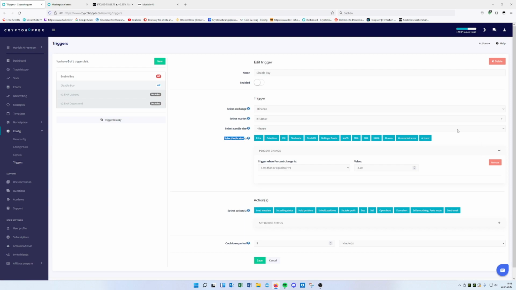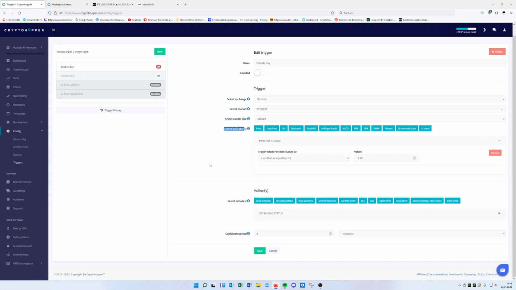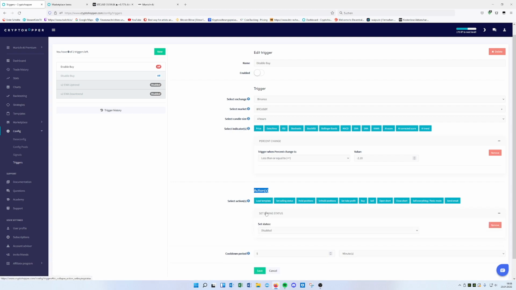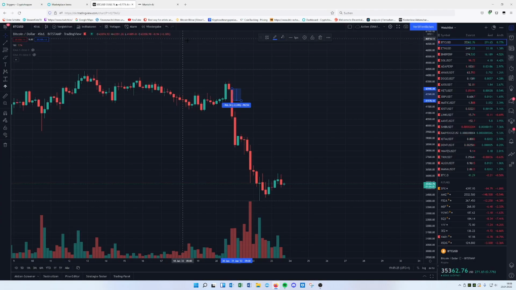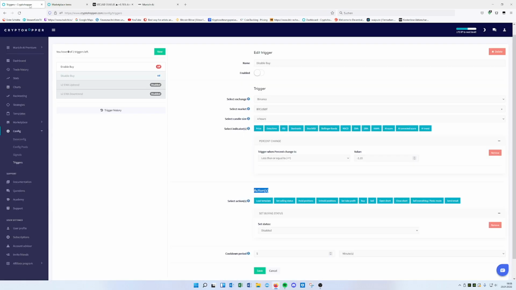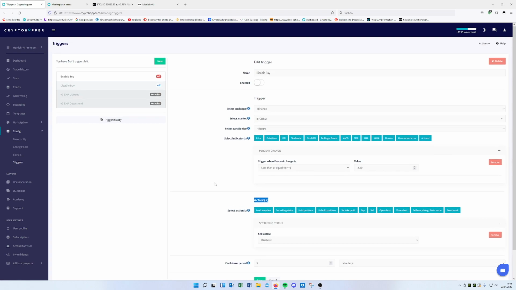If this happens, then what should the trigger do? Action: set buying status. This is also in between, so it's not shown here, but I selected it already. Set buying disabled. So this means if the drop happens, 2.2 falling down, the trigger will set buying status disabled. It's not much more, so it's really easy.